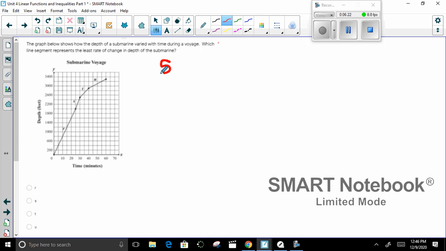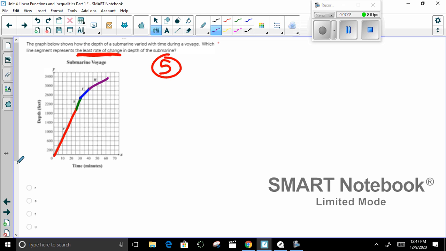All right, question 5. The graph below shows how the depth of a submarine varied with time during a voyage. Which line segment represents the least rate of change in depth? The least rate of change. So it looks like here's my line segment for R. Here's my line segment for S. Here's my line segment for T. And here's my line segment for U.